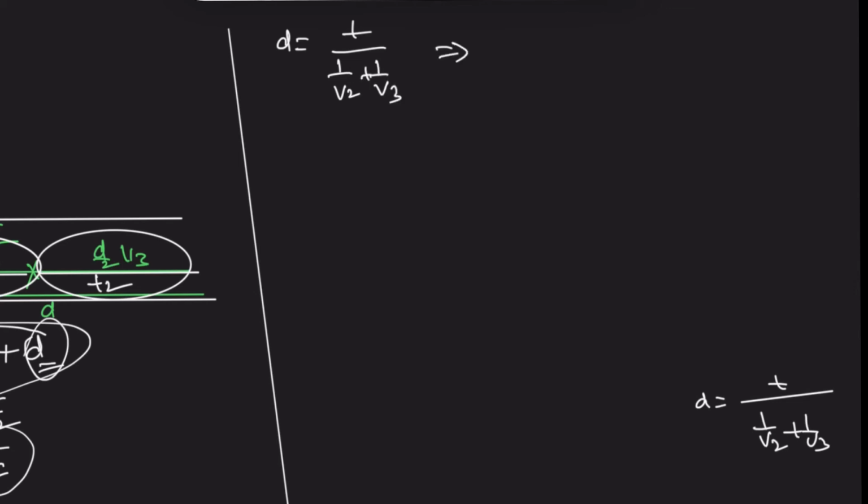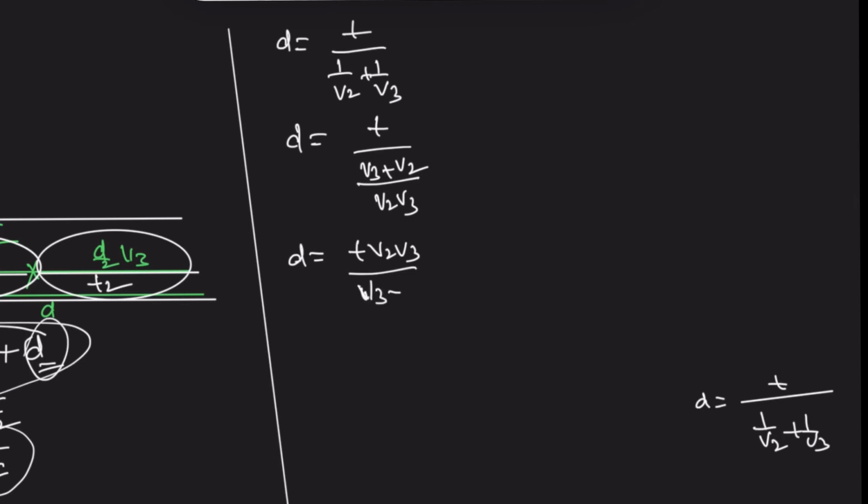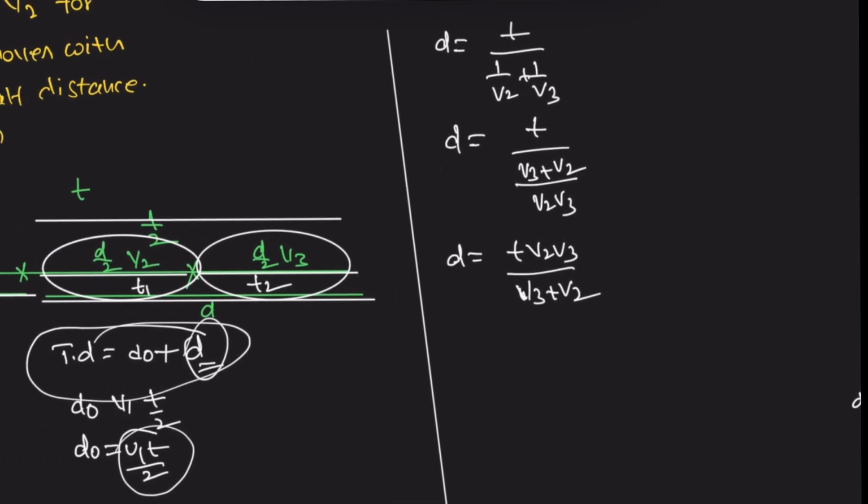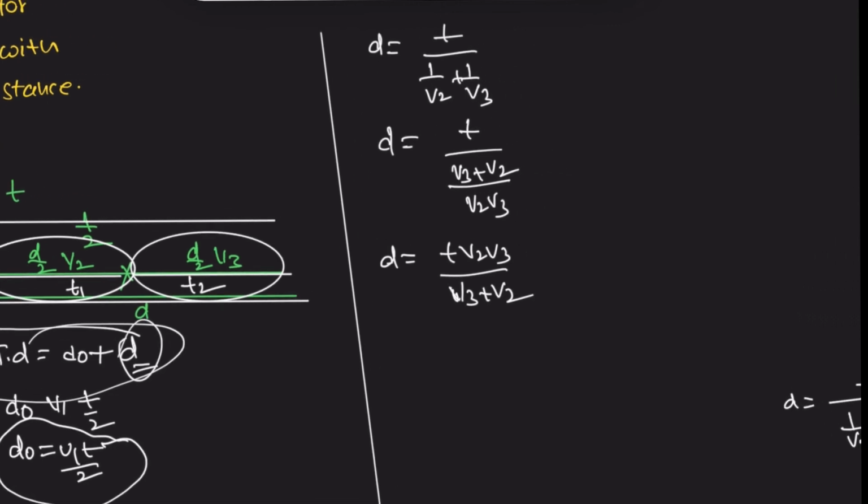So next d is equal to t by, what is the LCM of v2 and v3? That is v2 into v3. So v3 into 1, v3 plus v2. So d is here t v2 v3 by v3 plus v2. Okay, what is d naught? See here, d naught is v1 t by 2. So what is the total distance here? That is d naught plus d.